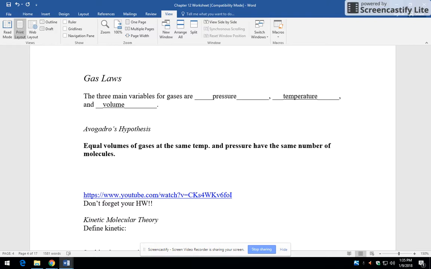But he hypothesized that they had the same number of molecules, and that ended up being correct. And from there is how people began to figure out atomic masses.